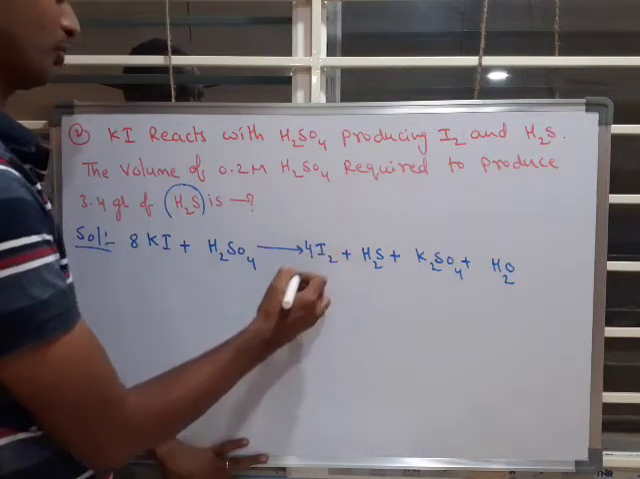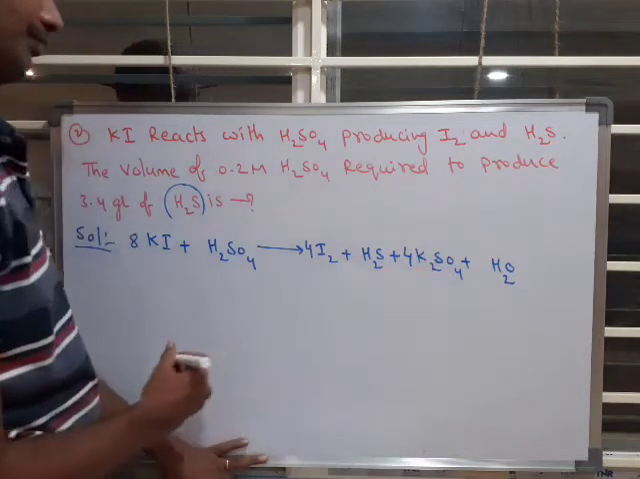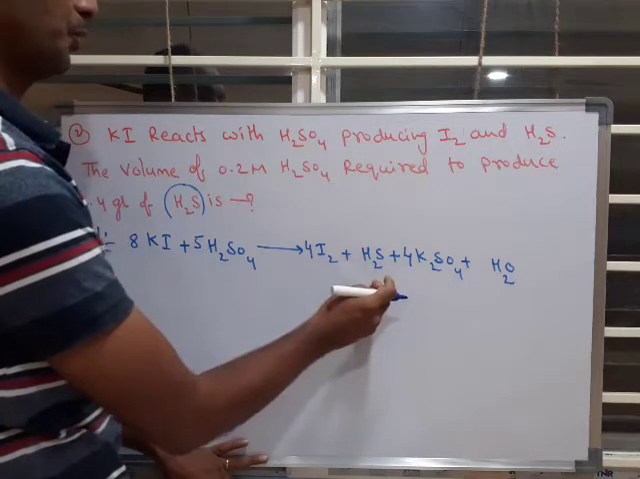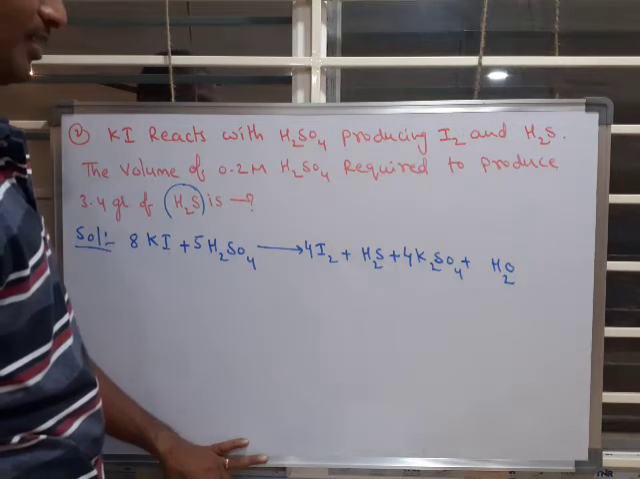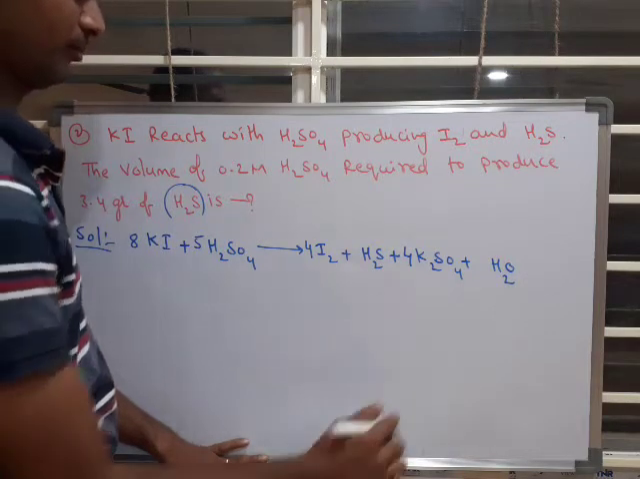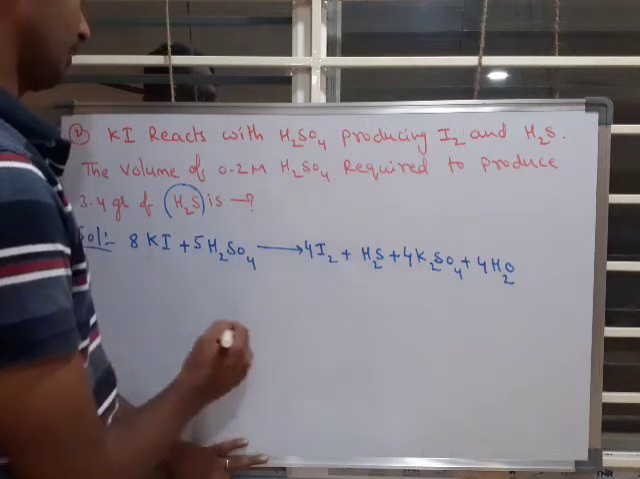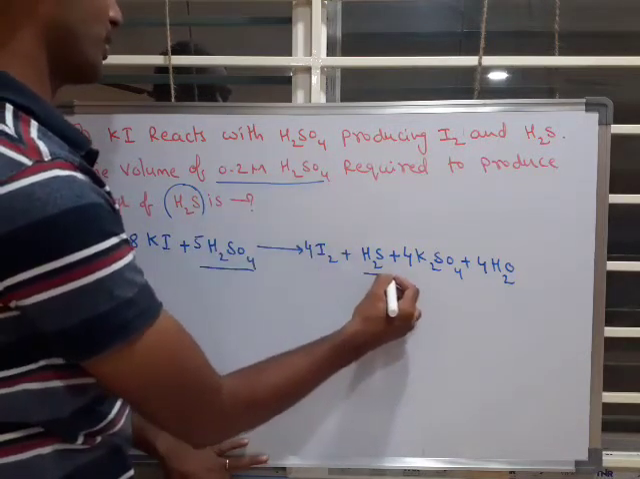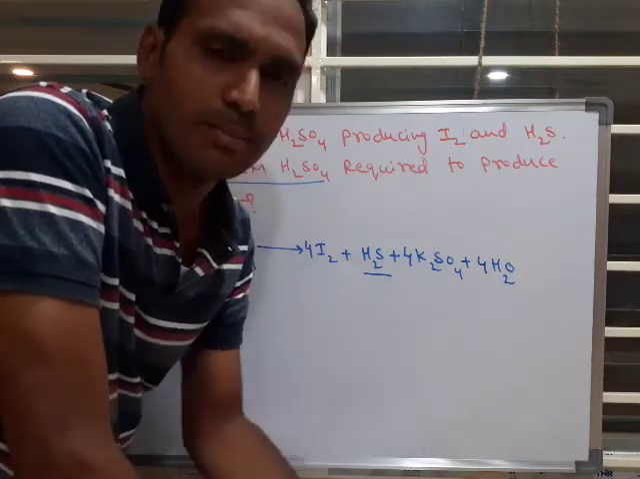Eight iodines means make it 4, and 8 potassiums. For H2S, five sulfurs are there, so make it 5, and there are only 4 sulfurs on the other side, so five sulfurs means 4 plus 1 sulfur. So what is the problem? The H2SO4 is given, and we have to find the H2S. In a mole concept problem, at first we have to write the total, complete balanced reaction.